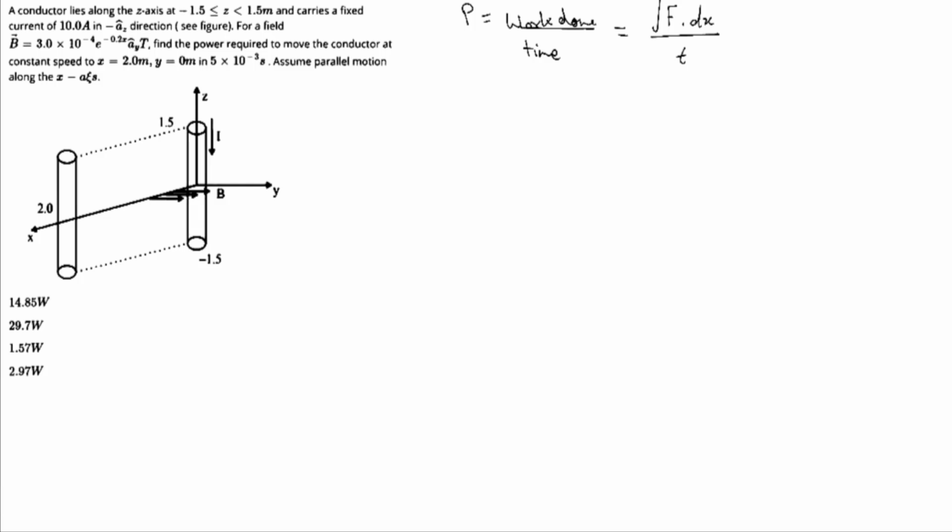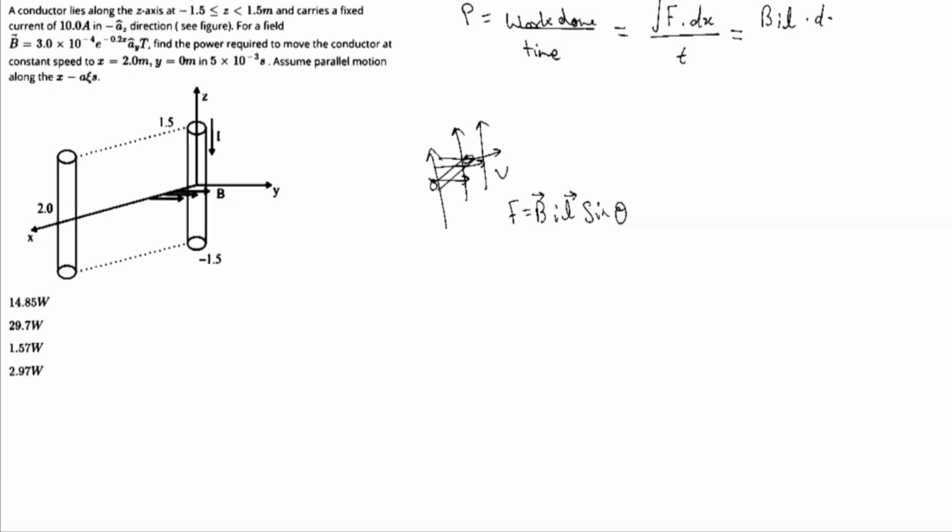Now if we talk about this force F, we very well know that when a conductive material moves with some velocity in the presence of a magnetic field, we have the formula F equal to BIL sin theta, where theta is the angle between B and L. So in this situation we have sin 90 degree.